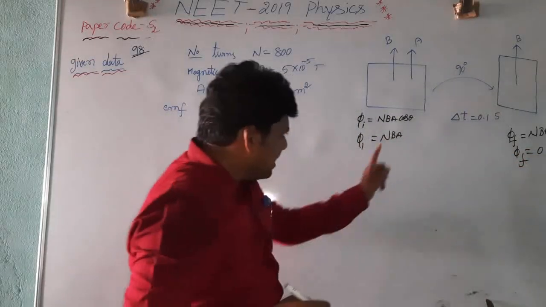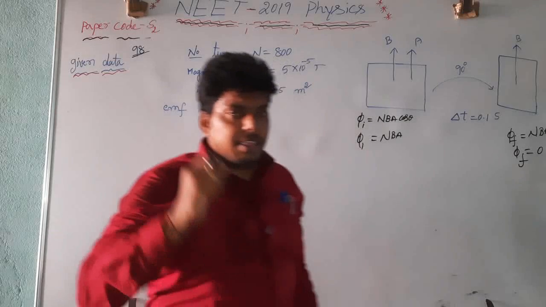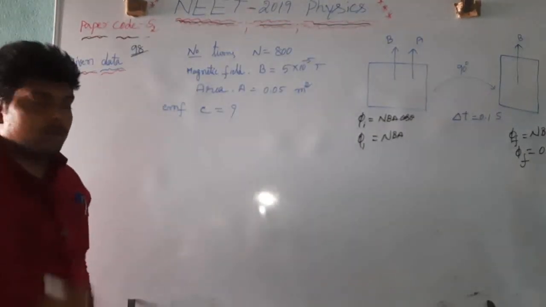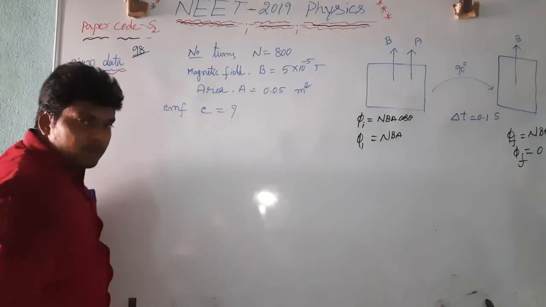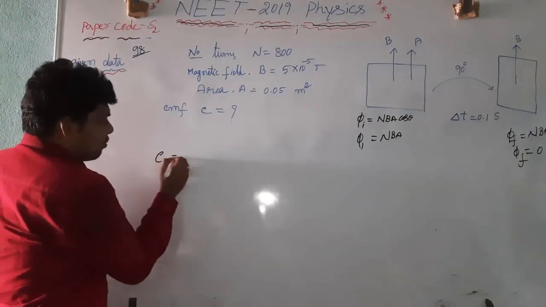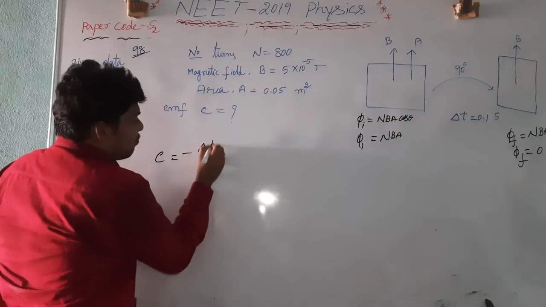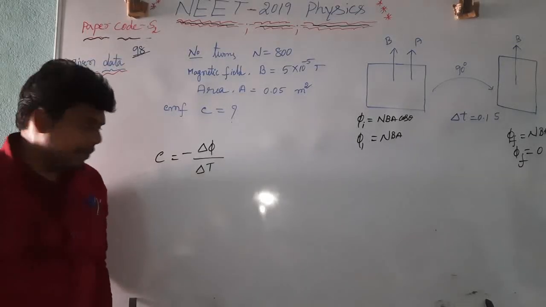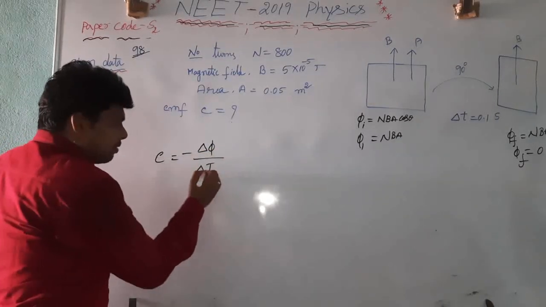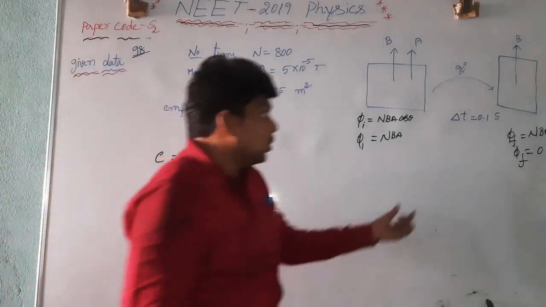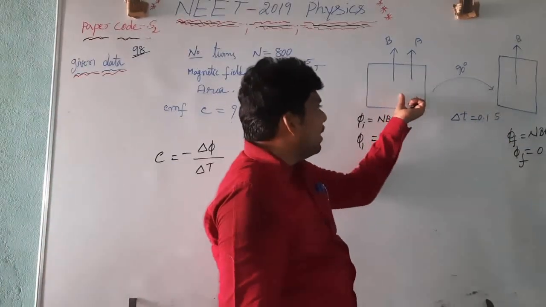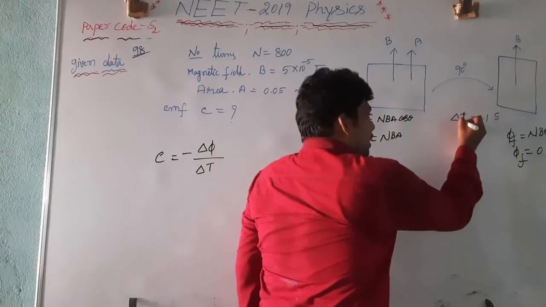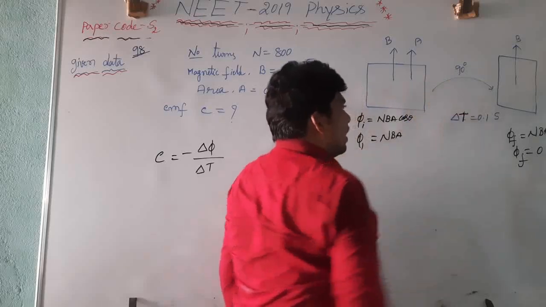This means there is a certain change in magnetic flux. That change in magnetic flux leads to what? Induced EMF. Now we have to calculate the EMF which is produced in the coil. EMF is equal to, you know the formula, minus del phi divided by delta T, that is the change in magnetic flux divided by the time interval. In what time interval? The plane of the coil is rotated by 90 degree in 0.1 second.